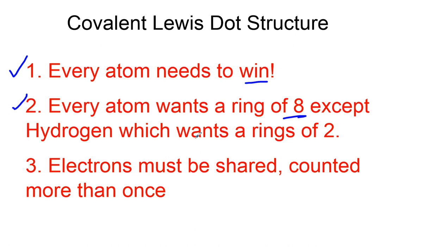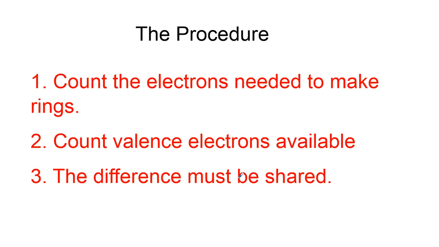The only exception, of course, we talked about hydrogen. Hydrogen only wants to have a ring of 2. Okay? Everybody else wants to have a ring of 8. Now, how are we going to get this so that everybody wins? The only way everyone can win is we have to share the electrons there. And what we mean by sharing is we may have to count them more than once. Okay, here's how we're going to do it.